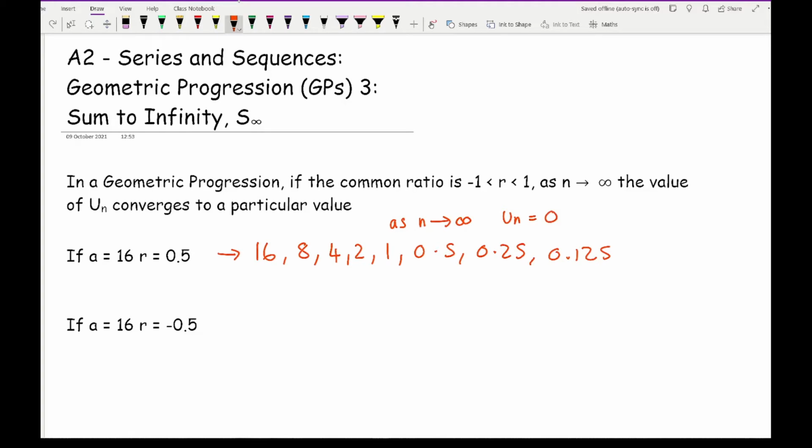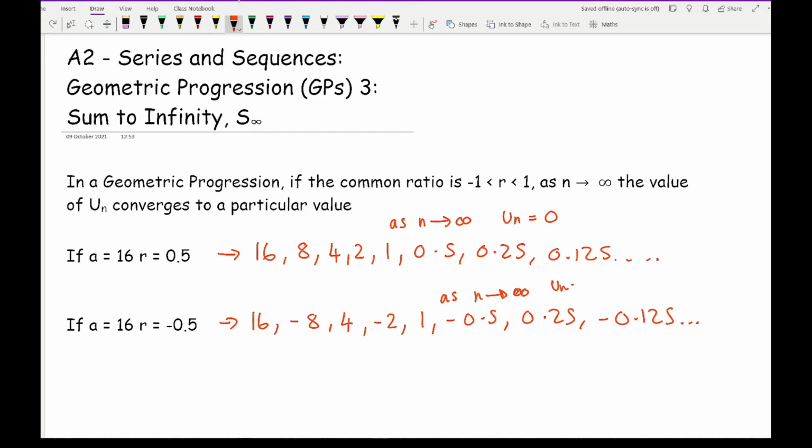Now if I then took the negative value of r equalling minus 0.5, or minus a half, then again I'm starting with 16, but the sign of the term will oscillate, so it'll turn negative, positive, negative, etc. So here I'll have -8, then 4, then -2, then 1, then -0.5, then positive 0.25, then minus 0.125, and that will continue. Even though the signs oscillate, as n tends to infinity, un will eventually become 0.